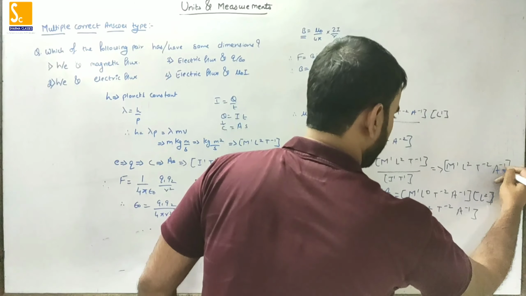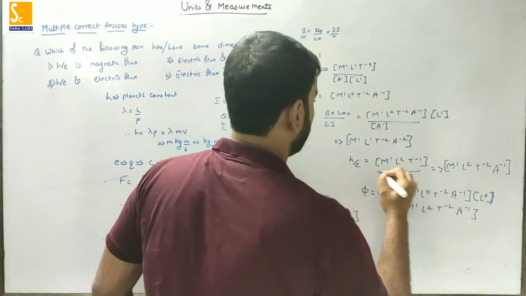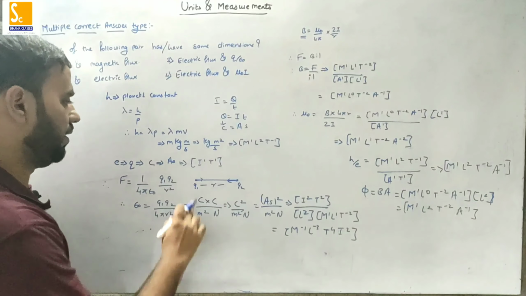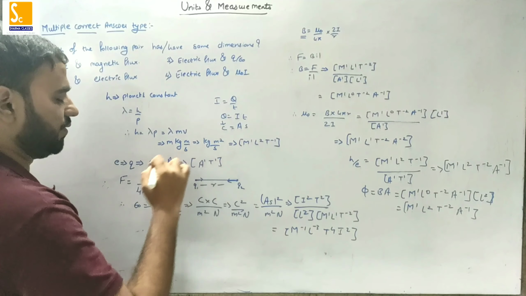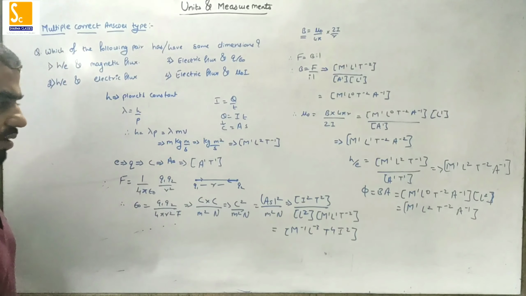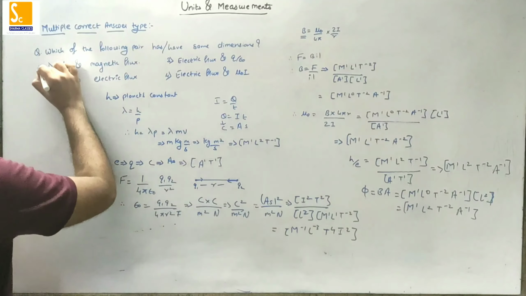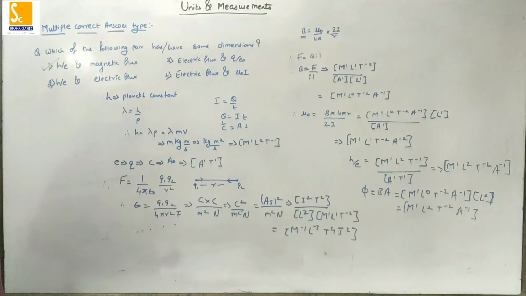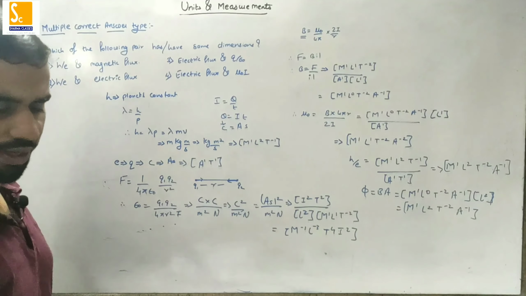This must be ampere for A. Okay, I'll write A over here. So option first is the correct one. Let's check out the second one.